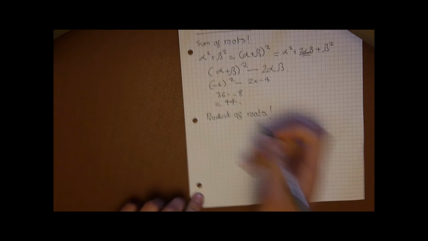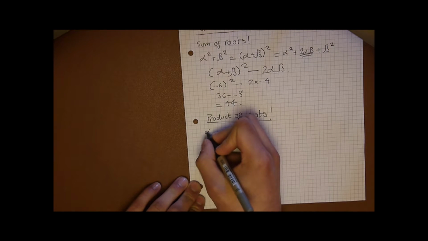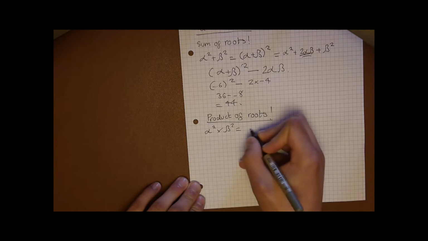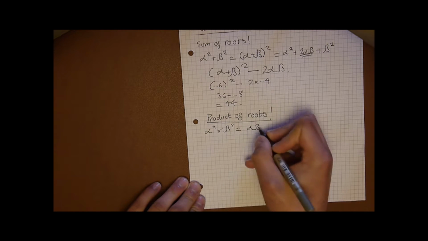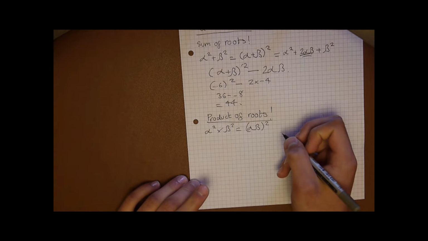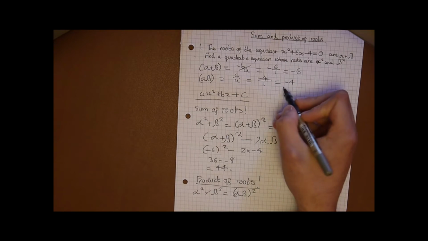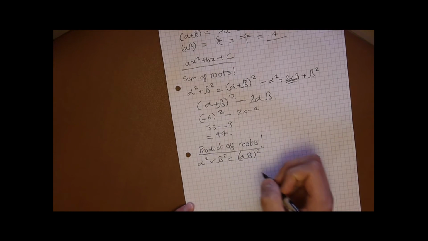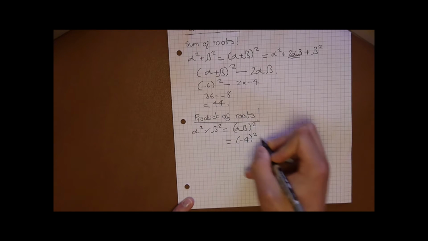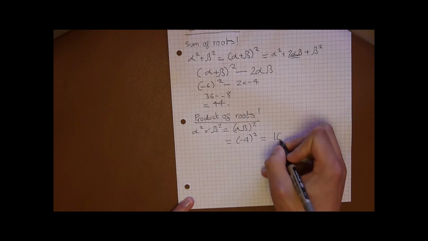You should be able to see that a bit clearer. Now, we need to times alpha squared by beta squared, and this should give you alpha beta all squared. Now, we recognise alpha beta, because earlier we realised that this is minus 4. So therefore your answer is very simply minus 4 squared, which equals 16.